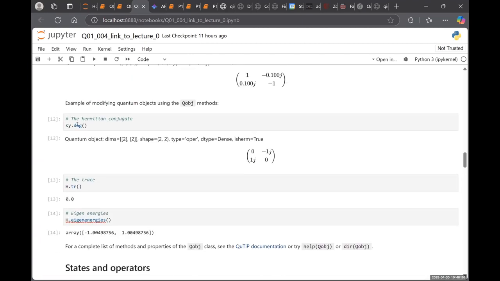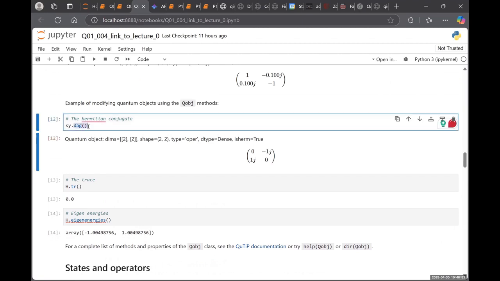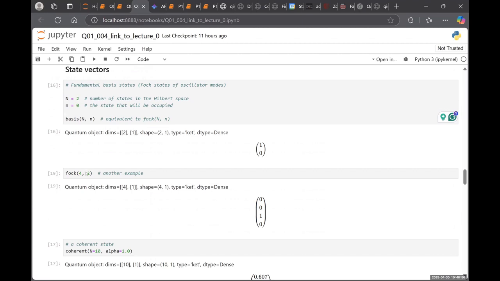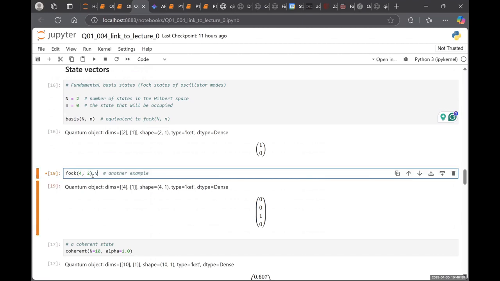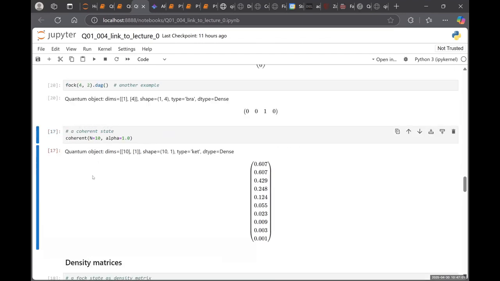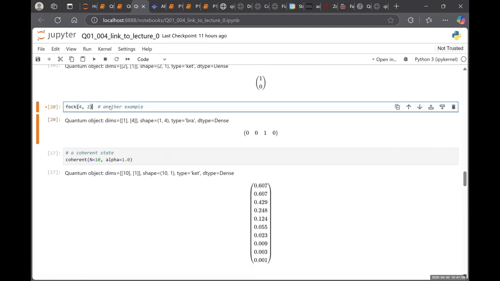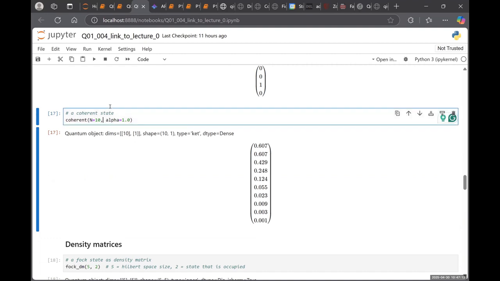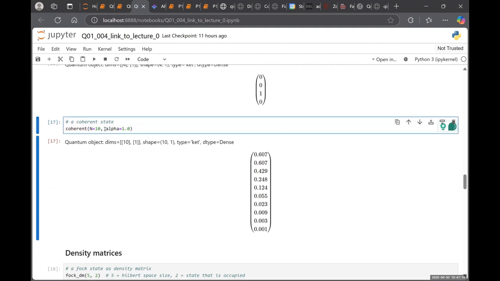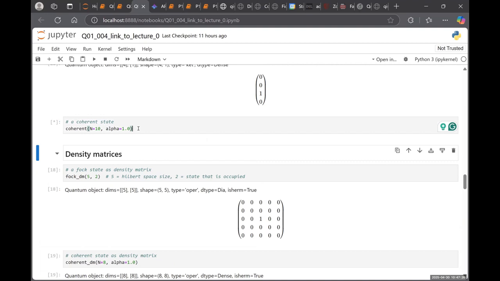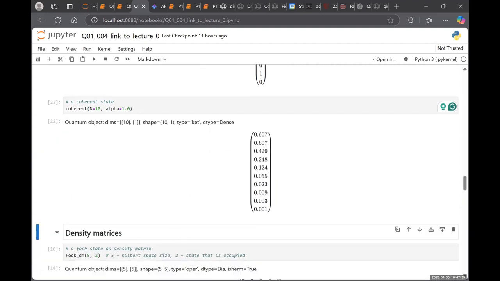For example, what if we say dagger? And it does become a zebra. You can play with this. And you can also create a so-called coherent state with truncated Hilbert space up to 10 and alpha equal to 1. I hope you still remember what a coherent state is.